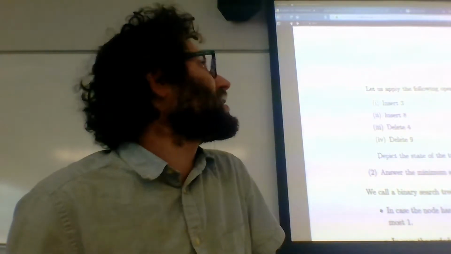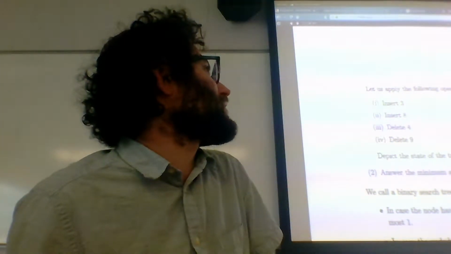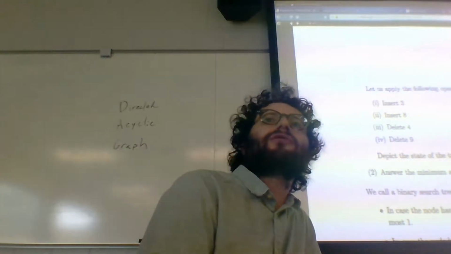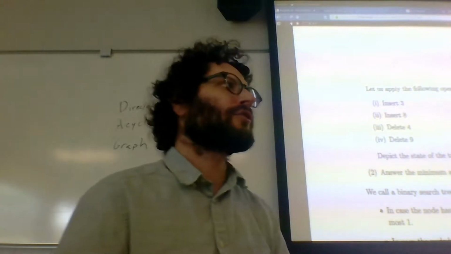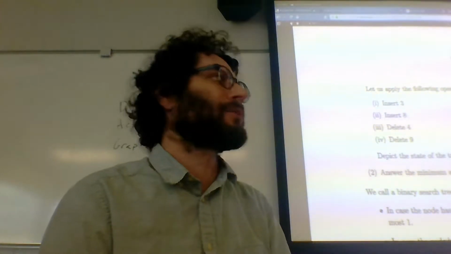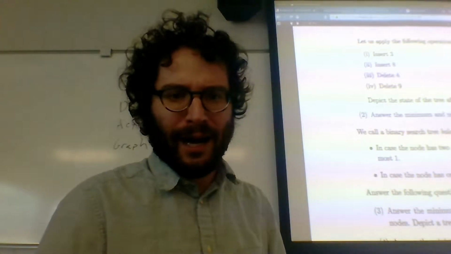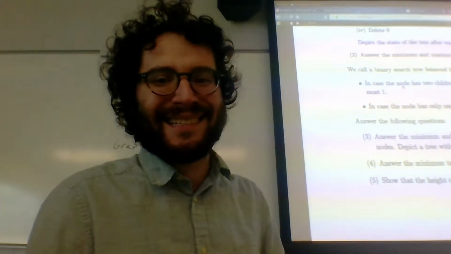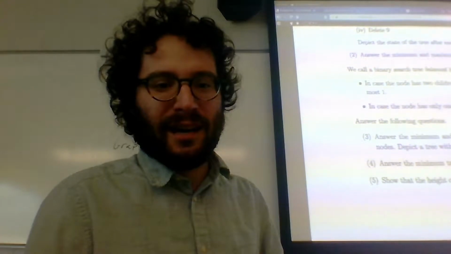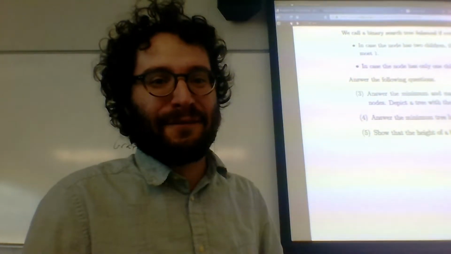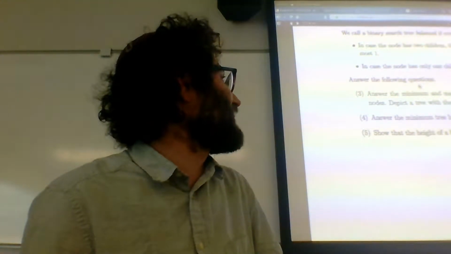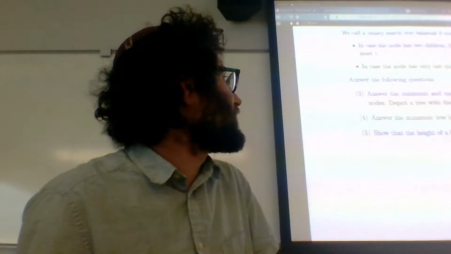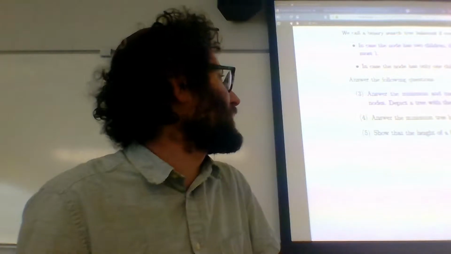Because if it's got 4 nodes, what is it? Log base 2 of 4 is 2, plus 1. So it'd be log base 2 of n plus 1 for the smallest possible height. We say it's balanced if, hey, we did this on the exam: answer the minimum and maximum heights of a balanced binary tree with 7 nodes. Depict a tree with that maximum height and one with minimum height.